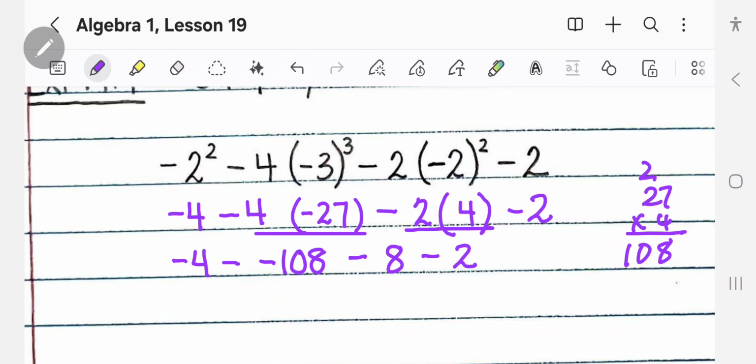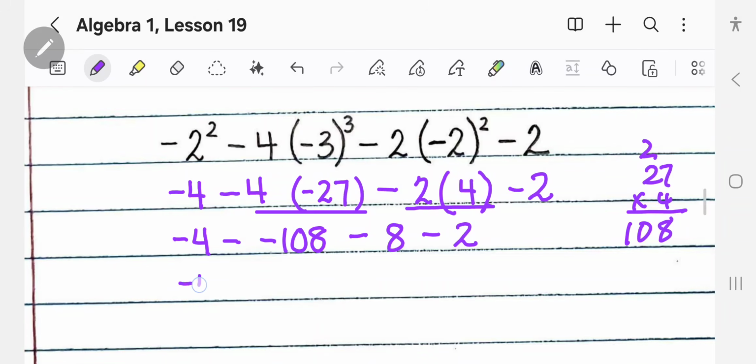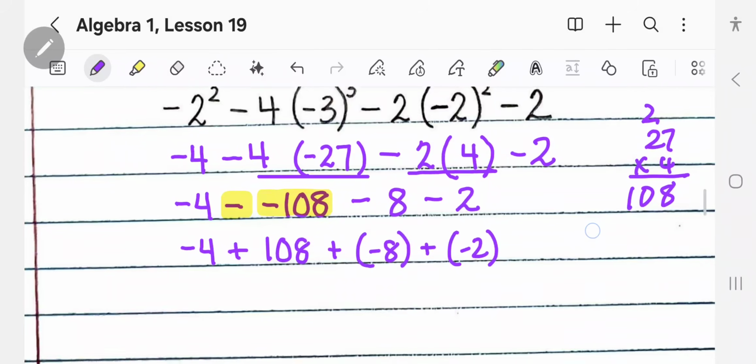Now I'm going to try to clear up my signs a little bit. This is negative 4 plus the opposite of negative 108, which would be positive 108. And then I can think of these as minuses or negatives. I'm going to go ahead and change them to plus a negative 8 plus a negative 2. The parentheses there are not up against another number or another term, so they're not being multiplied. I just put them in to separate and to show that these are negative, so the negative doesn't get lost.